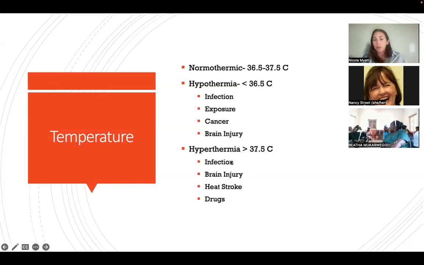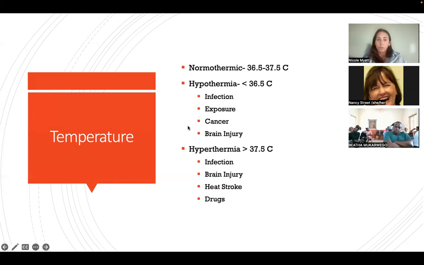Hyperthermia, you'll see that a lot of this is similar. So infection, brain injury, heat stroke. This is something that you may see in your region, that if people are outside working for a long time or don't have access to water, they can get heat stroke if they're outside too long, which can cause hyperthermia. And then there are some drugs that will artificially elevate the temperature.